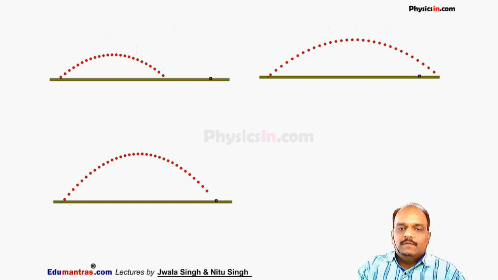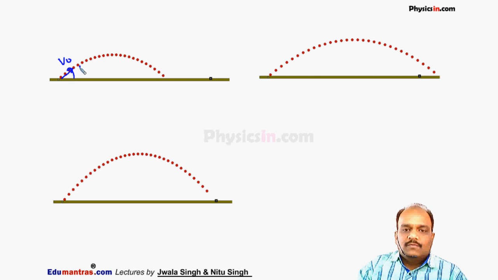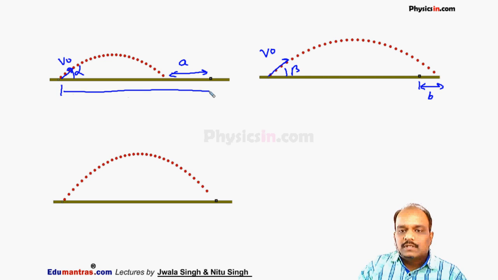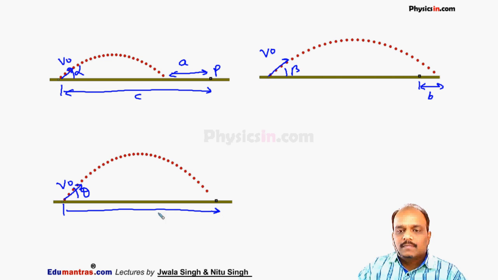See, if this particle is projected with some speed, let it be v0, at an angle alpha, it falls a distance a before. This distance is a. If it is projected at an angle beta with the same speed v0, it moves b distance away. Let the actual distance be c. This is the point where we have to send this projectile. Let the proper angle of inclination be theta. If the speed is v0, then it strikes this point C.